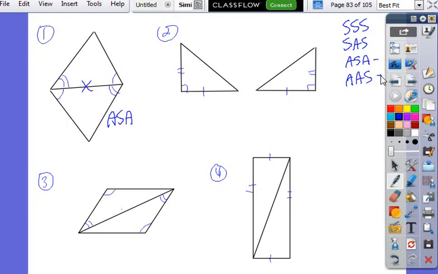Look at the second one. What is marked on there? I've got how many pairs of sides? Wait. How many pairs of sides are marked? There's a 1 and a 1, a 2 and a 2. So how many pairs is that? Two. I've also got the right angle marked in there. Does this fit one of these rules over here?